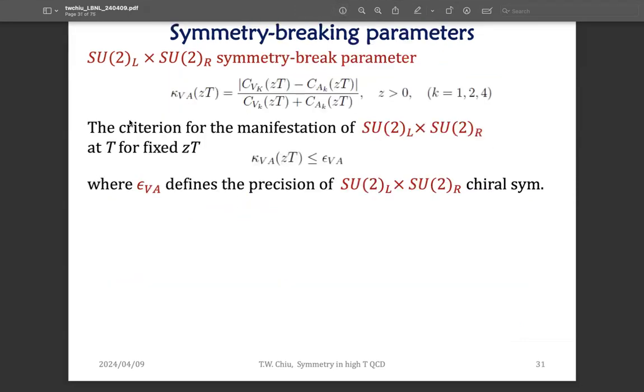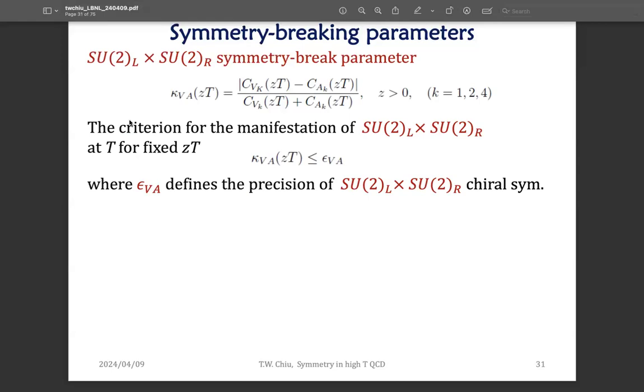So how do I measure the symmetry? I just measure it by looking at the difference and then normalizing it by the sum. If it's 0, then the symmetry is completely restored, and it should hold at any t, not just at large t. So this is more stringent than asking that the screening masses be the same.